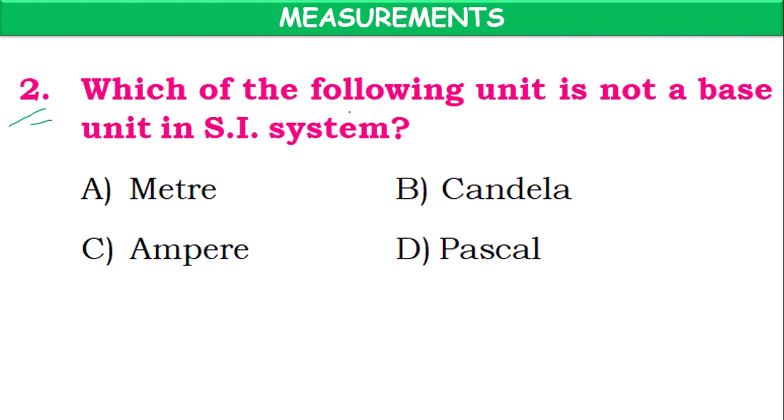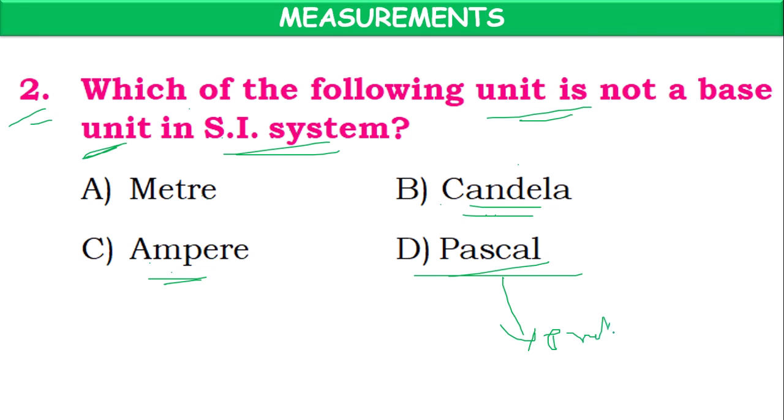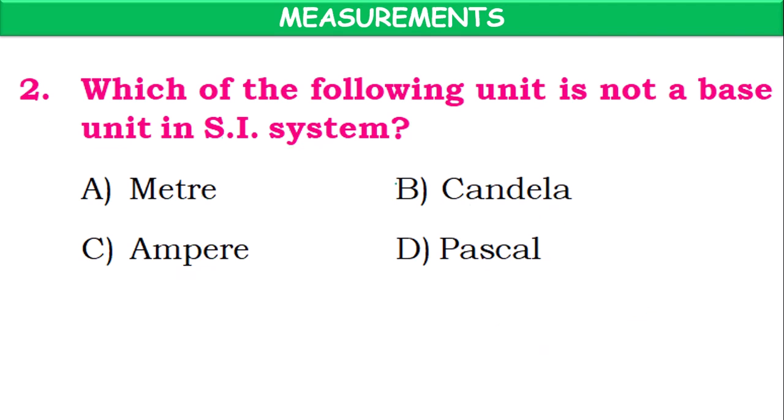Second question. Which of the following units is not a base unit in SI system? SI system consists of 7 quantities. Meter is a part of SI system. Candela, luminous intensity measured in candela, is a part of SI system. Ampere, current, is a part of SI system. Pascal, which is the unit of pressure, is not a part of SI system. So the answer: Pascal is not a base unit in SI system. Option D is correct.